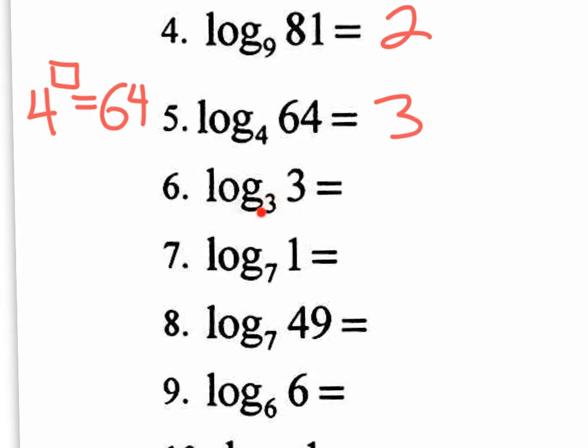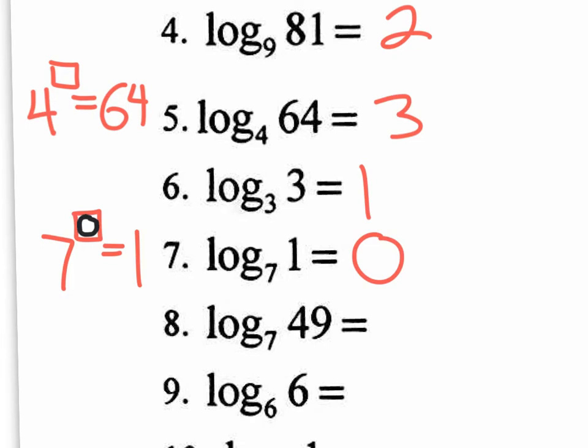For example, 3 to what power gives you 3? Oh, that's just 1. 3 to the 1 power gives you 3. How about 7? 7 to what power gives you 1? Well, that's easy. 7 to the 0 power. The only way that 7 is going to become a 1 is if it's the power of 0, because the power of 0 changes anything to a 1.